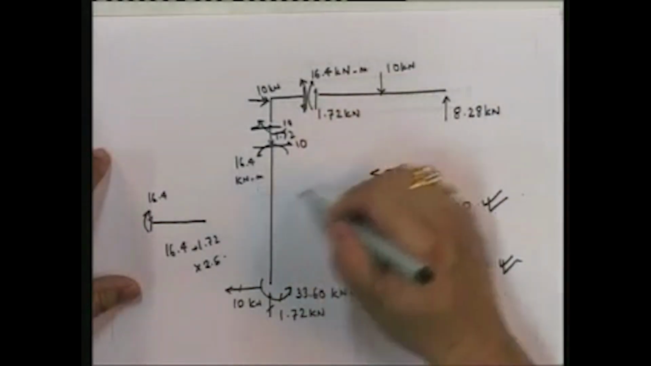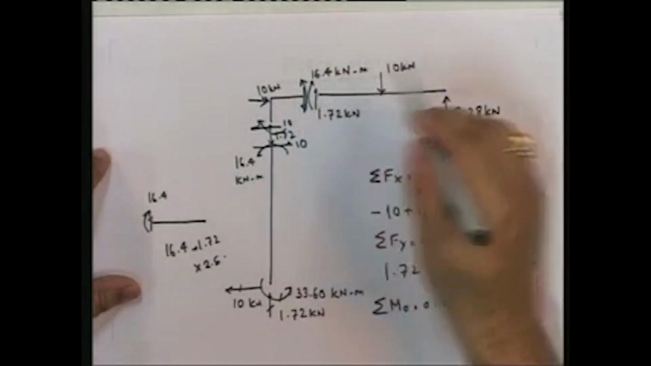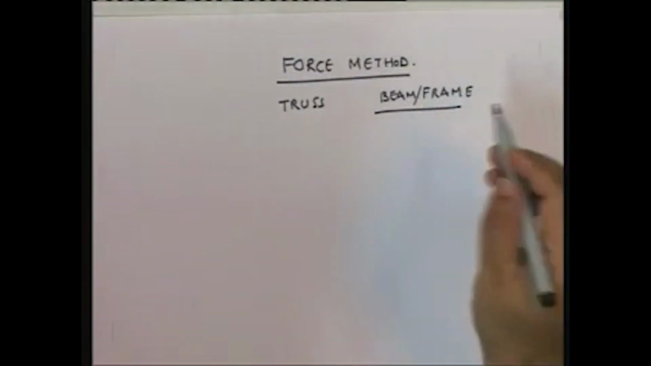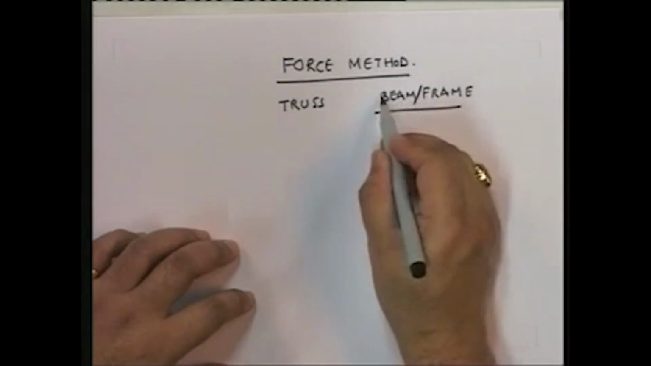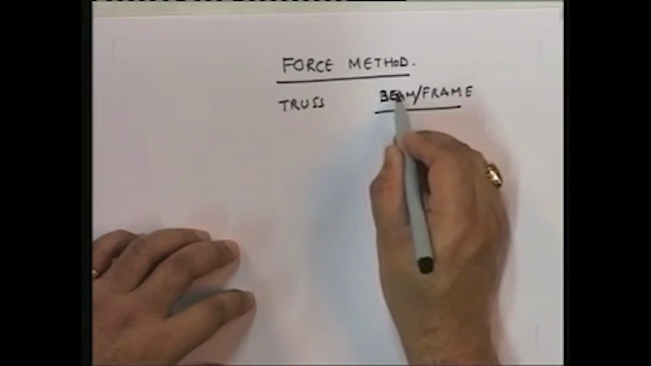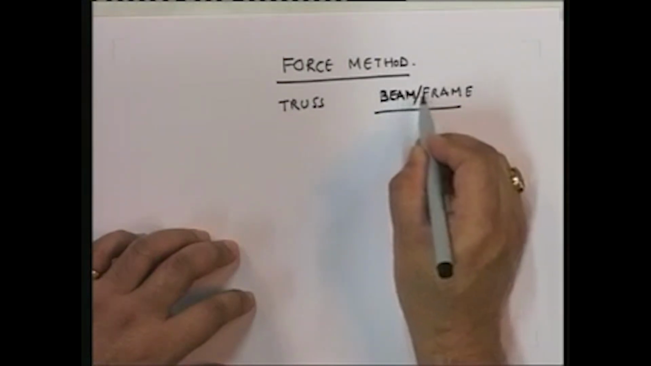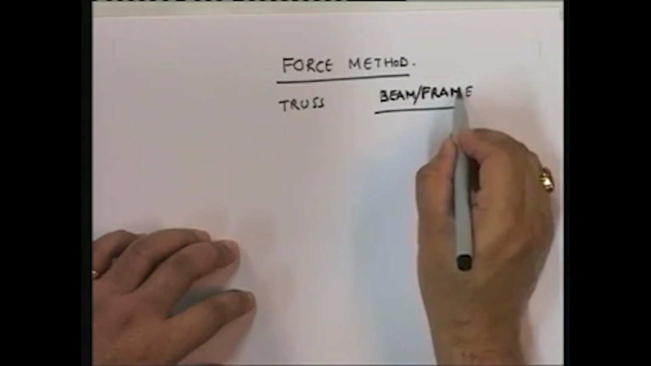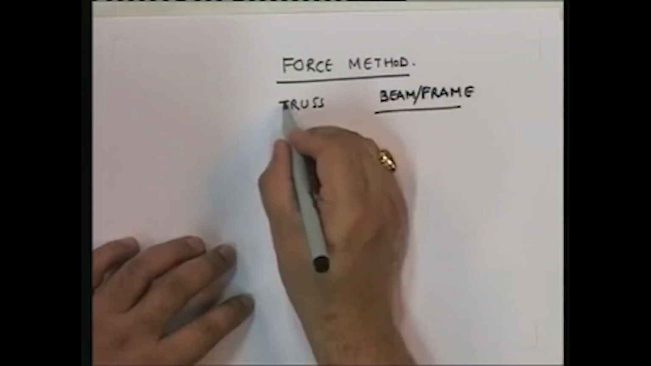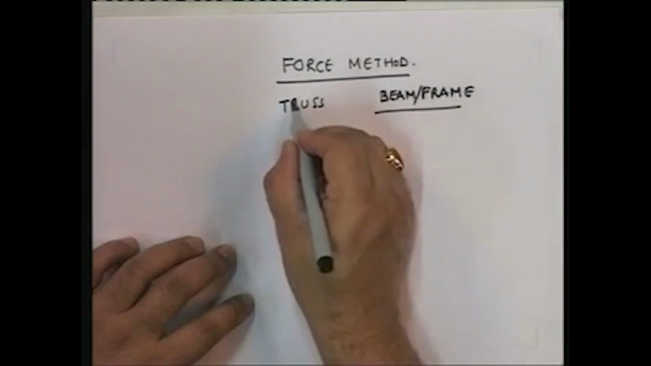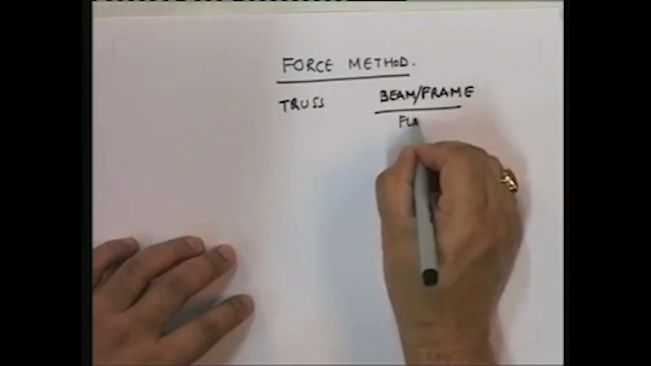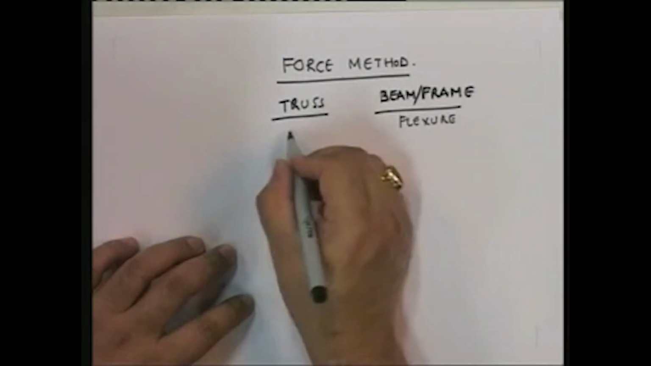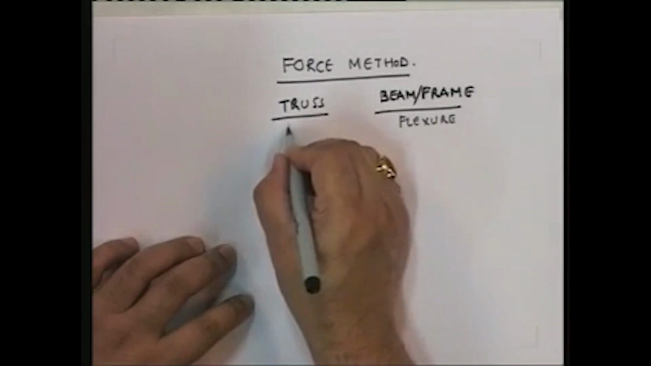Otherwise, equilibrium and all the forces that you develop are identical whether you have a beam or a frame. So the equilibrium considerations may be different in a beam and a frame, but as far as the solution is concerned, there is no difference between a beam and a frame, and you only consider flexure. And in a truss, you only consider axial.